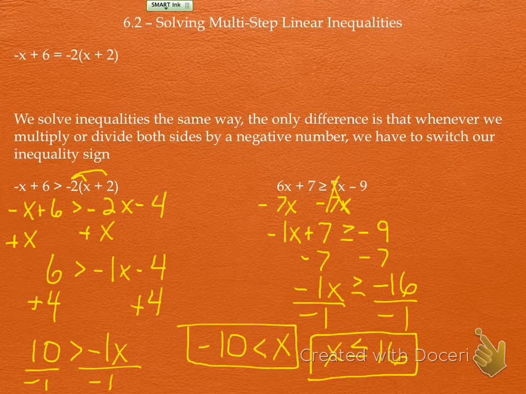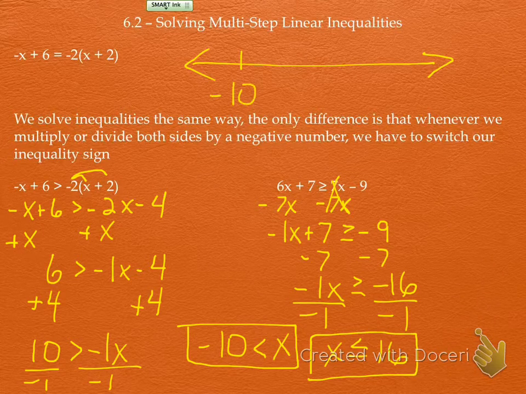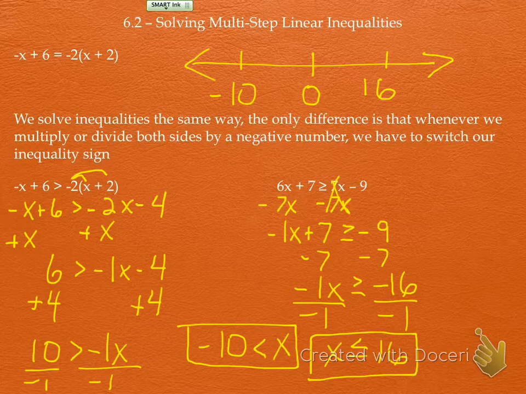So what I want to do is graph these. I'm going to graph it up here. So you've got negative 10 and 16, and just as a reference point I'm going to put a 0 there. So negative 10 is less than x, means an open circle. And then I'm going to move this guy to the right.